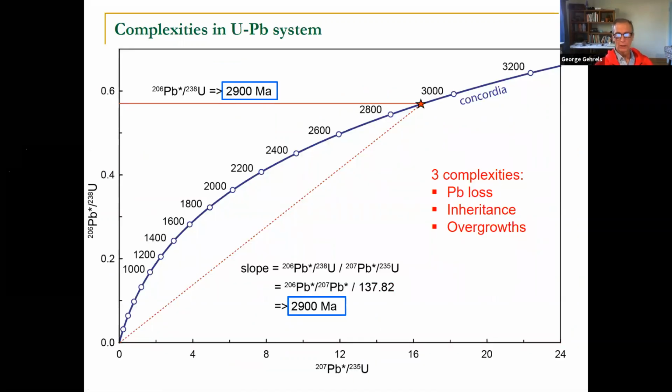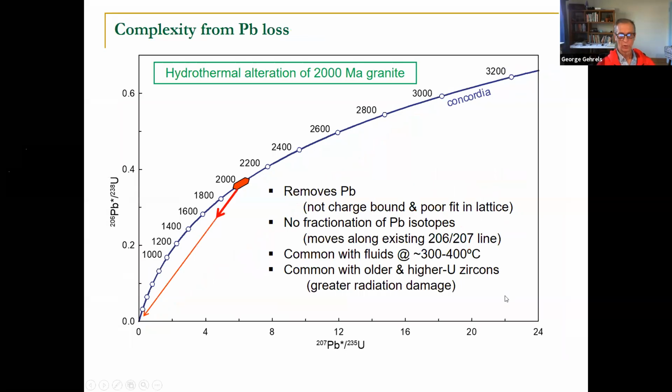Okay, so that's one of the essential things that you need to know, which of these two ages you're going to use with your data set. Unfortunately, there are a few other complications that we have to talk about in the uranium lead system. Let's just jump into these and go through them quickly. We have 3 different complexities: lead loss, inheritance, and overgrowths of zircon crystals.